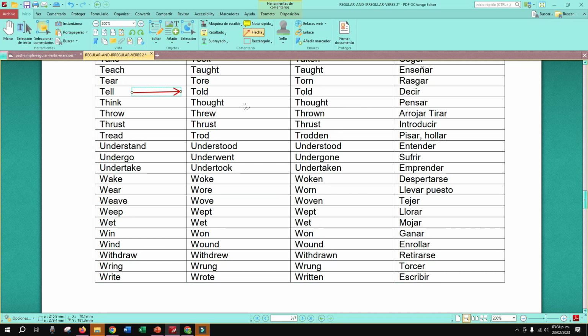And think, thought, thrust, thrust, understand, understood, undergo, underwent, undertake, undertook, wake, woke, weave, wove, weep, wept, wet, win, won, withdraw, withdrew, and write, and wrote, guys.